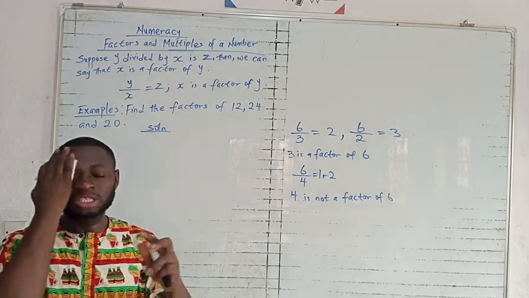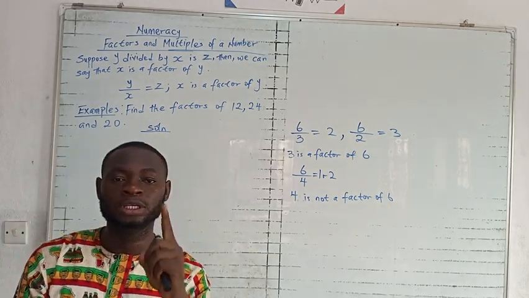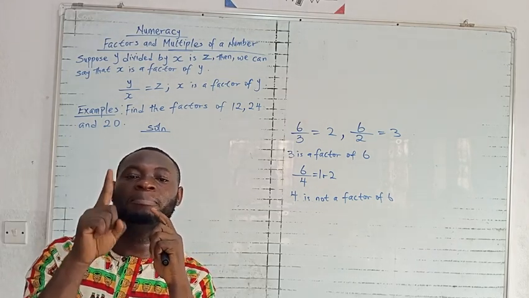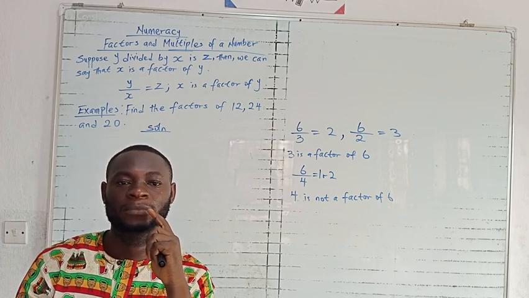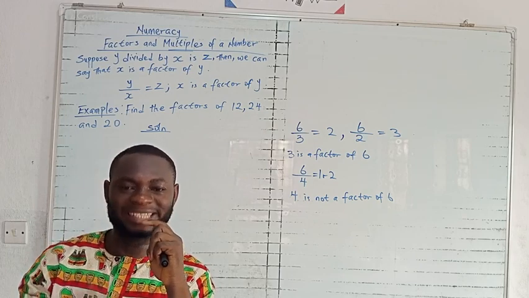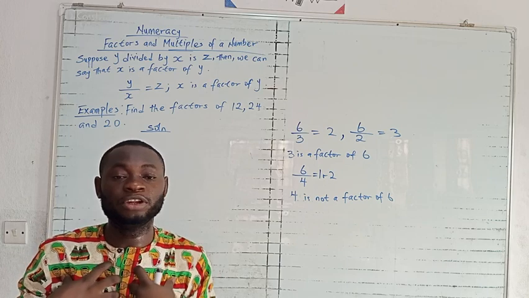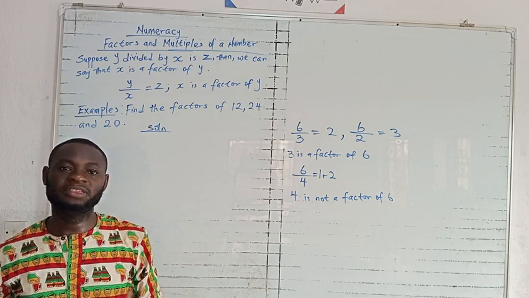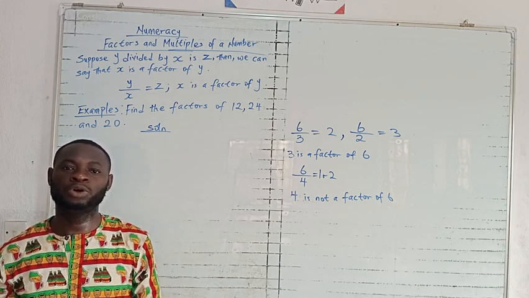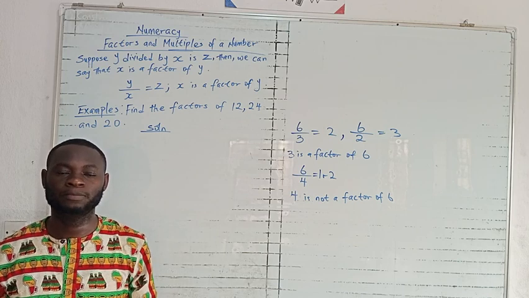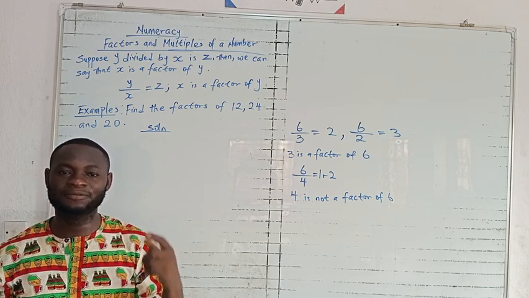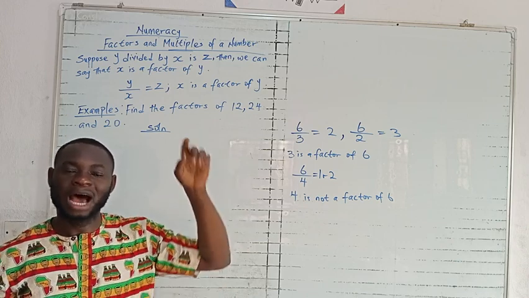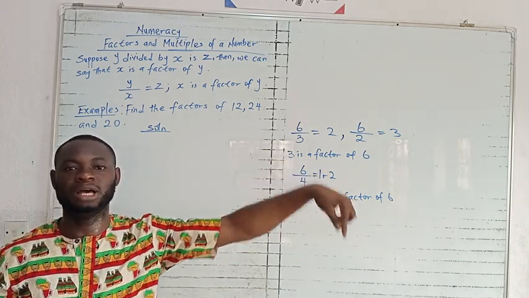Okay? Now, one thing to note is that 1 is a factor of every number, and every number is a factor of itself. 1 is a factor of 13, 13 is a factor of 13. Because a number can divide itself. 2 divided by 2 is 1. 3 divided by 3 is 1. 12 divided by 12 is 1. 100 divided by 100 is 1. So 1 and 100 are factors of 100. Therefore, 1 is a factor of all numbers, and every number is a factor of itself.